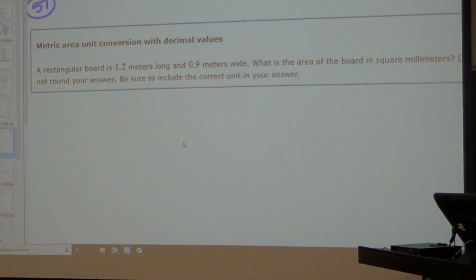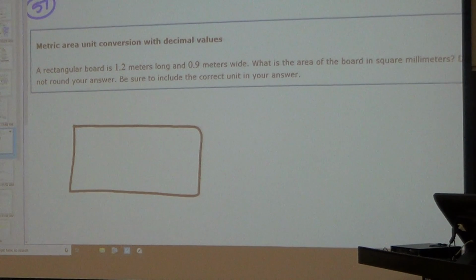For this one, we did one like this with the somethings. You have a rectangular board, and let me do that one because I think y'all went brain dead on me right when I did that one last time. I did a similar one like this last time.